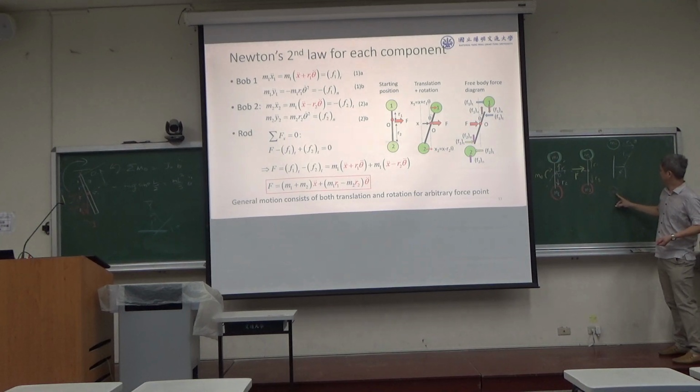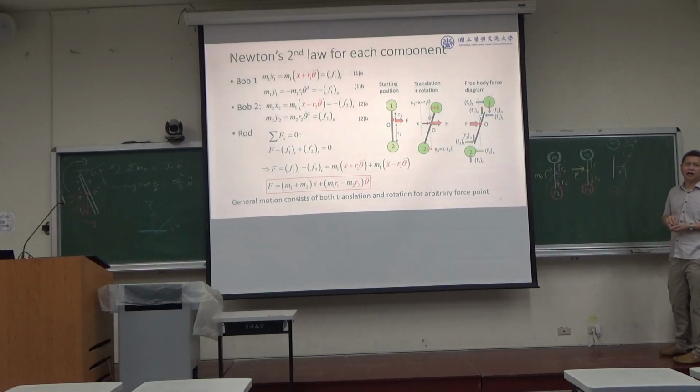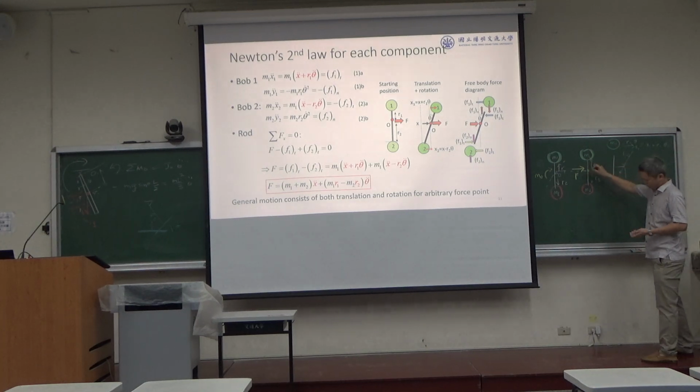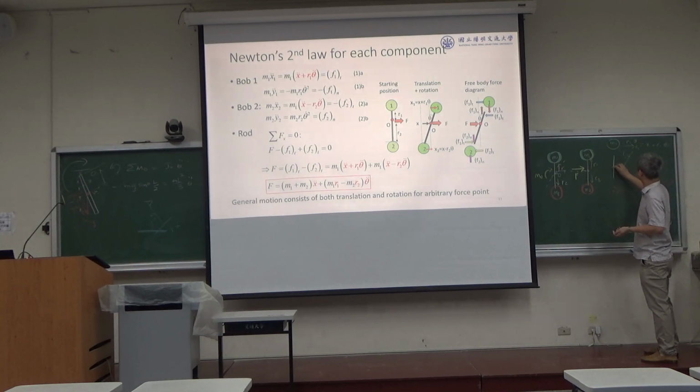And then how about the mass M2? It's going to move up by X and go back by R2 theta. So what is the total motion? The total motion is x1 is equal to x plus R1 theta. And then how about the x2? x2 is equal to x minus R2 theta. And then where is the force point moving? The force point moving here.